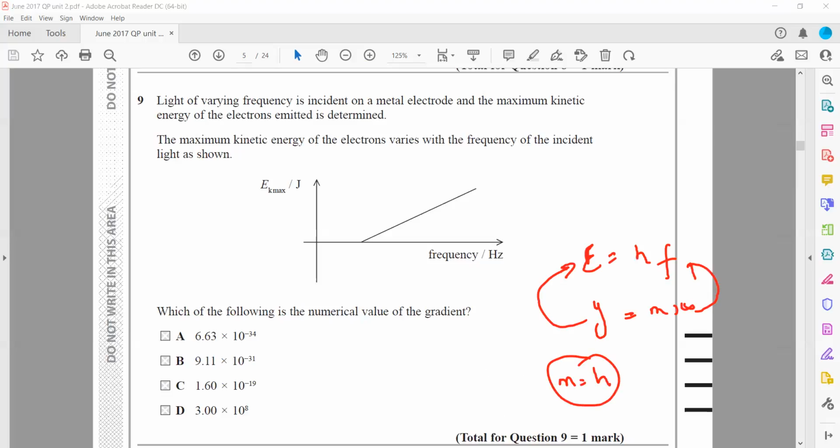And what is the value of Planck's constant? That is 6.63 times 10 to the power minus 34. So A is the right answer. So remember, whenever there is an energy and frequency graph, the slope or the gradient of the graph is equivalent to Planck's constant.